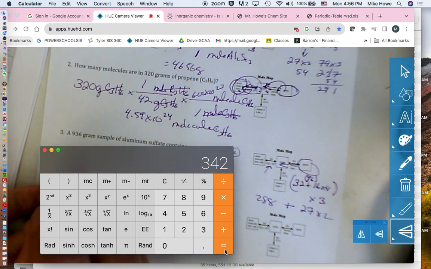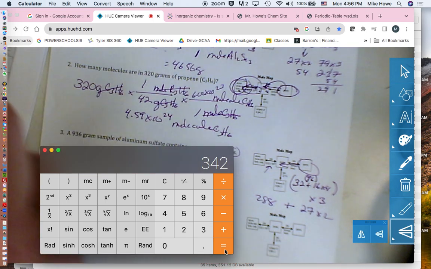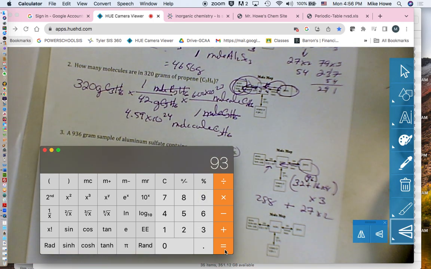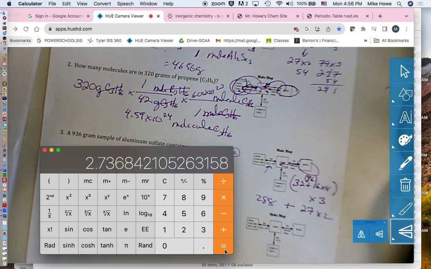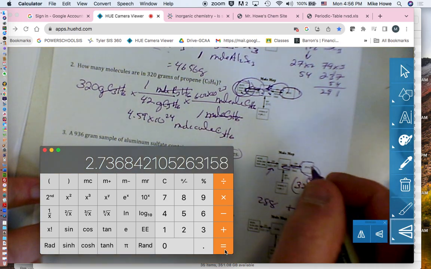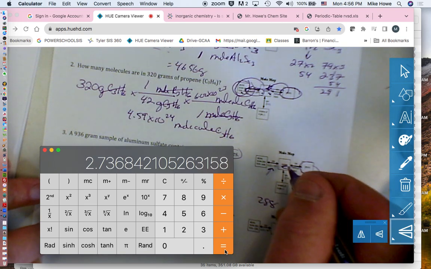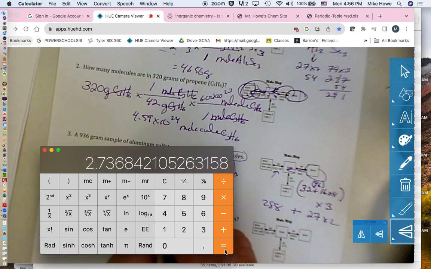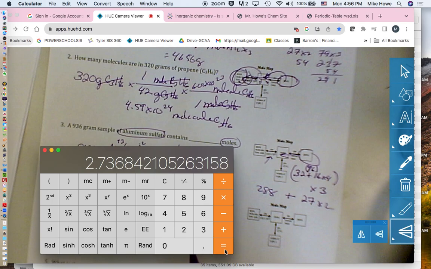Now, to do the math, you have 936 times 1 divided by 342. So it would be 936 divided by 342, answer 2.74. And that would be moles, because grams cancel. Okay, once again, it's a one-step problem. Again, you'll have to create your own formula for your compound, whatever it is.